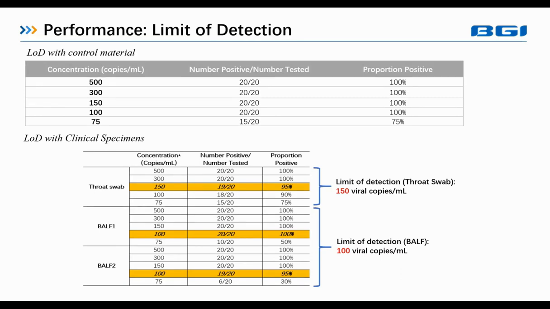Now for both bulk samples 1 and 2, one sample at 100 copies per mil has 100% detection. However, another one showed 19 out of 20. So combined together for the bulk samples, we only say that 100 copies per mil is the limit of detection.